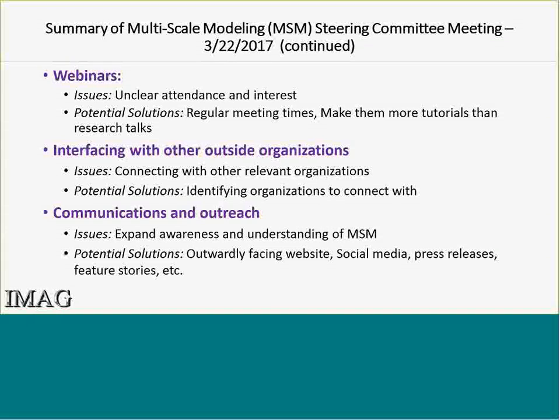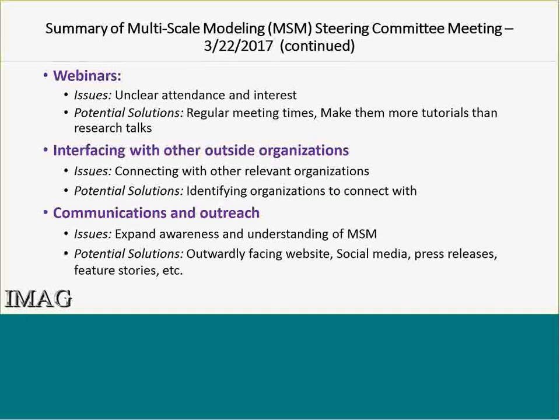The fourth issue was interfacing with other outside organizations. So several of the working groups brought up the issue of not being able to connect with other relevant organizations. So there might be relevant scientific organizations, professional organizations, or different types of stakeholders. So the potential solution with that is really identifying organizations to connect with, whether the steering committee can help with that, or if there are other mechanisms that the working groups can use to identify organizations and then ultimately broker those connections.